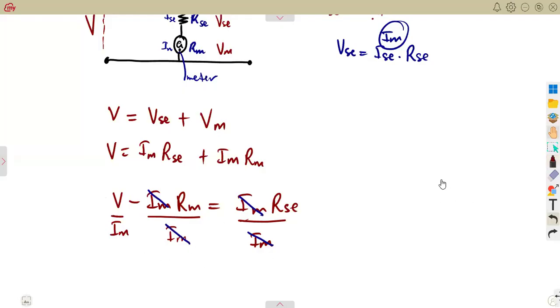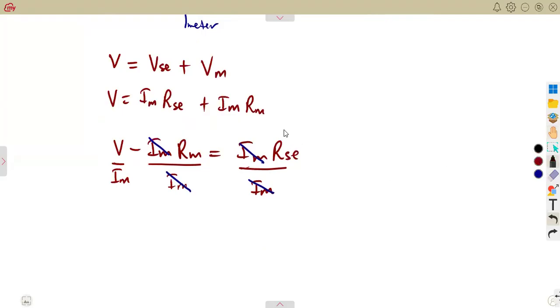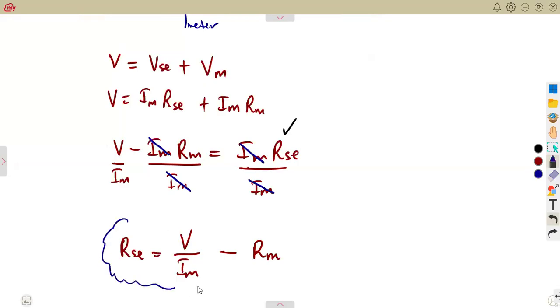So at the end, we are remaining with the series resistance equal to V over Im minus Rm, where V is the voltage from our supply, Im is the meter current you're given, and Rm is the resistance of the meter. So we can manipulate this formula into this. That is up to you, or you can simply divide everything by Im and leave it like that. You can use this, or you can apply the previous formula.